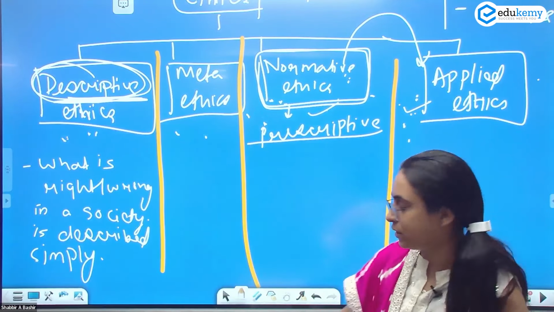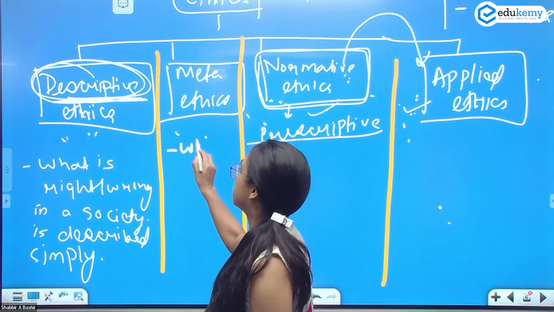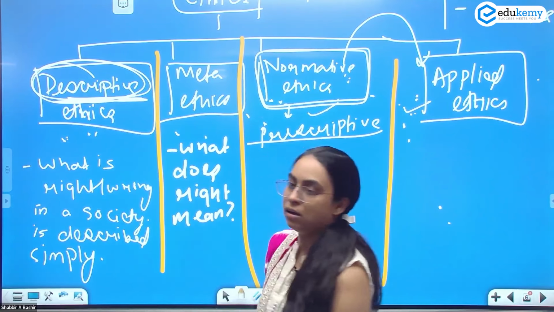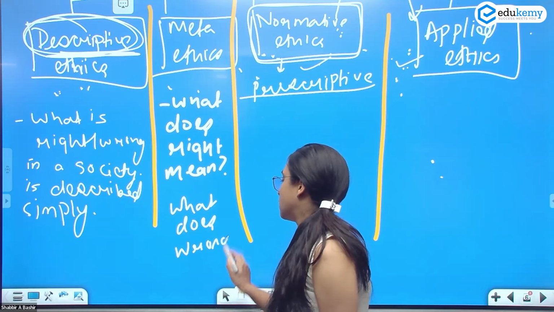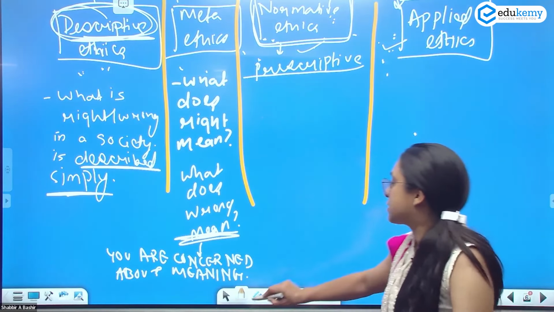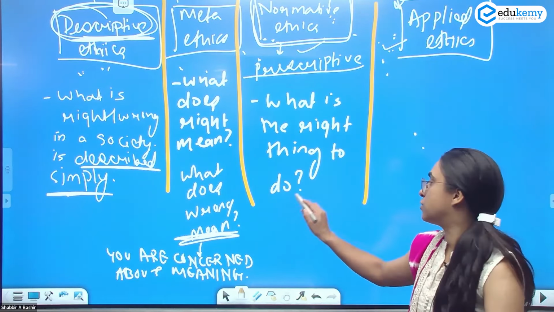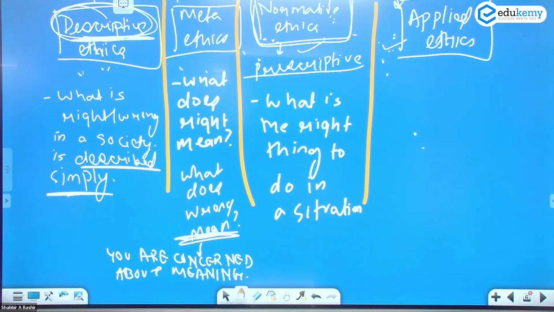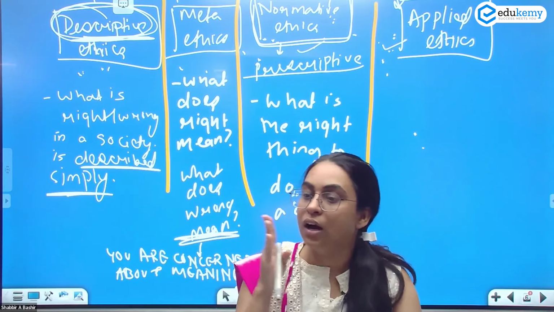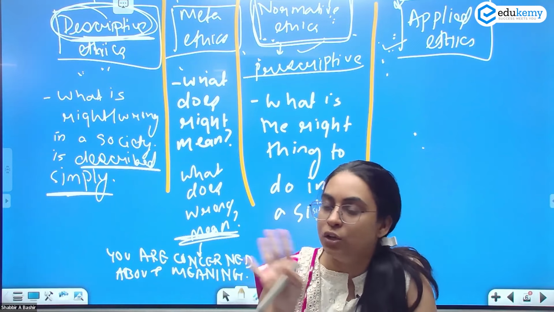In meta ethics, what is going on? It asks what does right mean, what does wrong mean. You are only concerned with meaning. Now, what does normative ethics mean? What is the right thing to do in a situation? That is your normative ethics. You are advising what is right and what is wrong, but on whose basis? Not on your own basis, your basis does not matter.